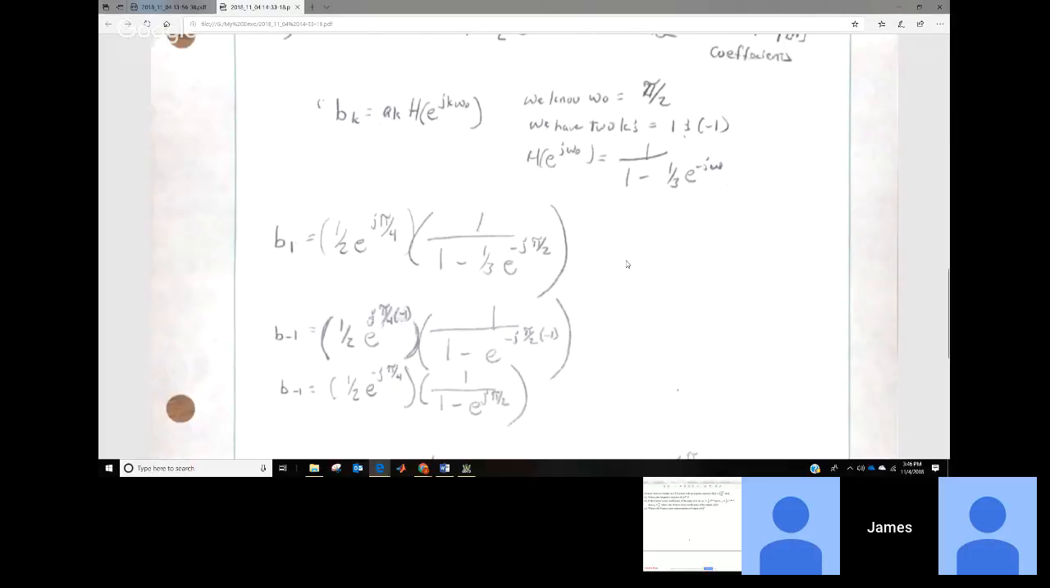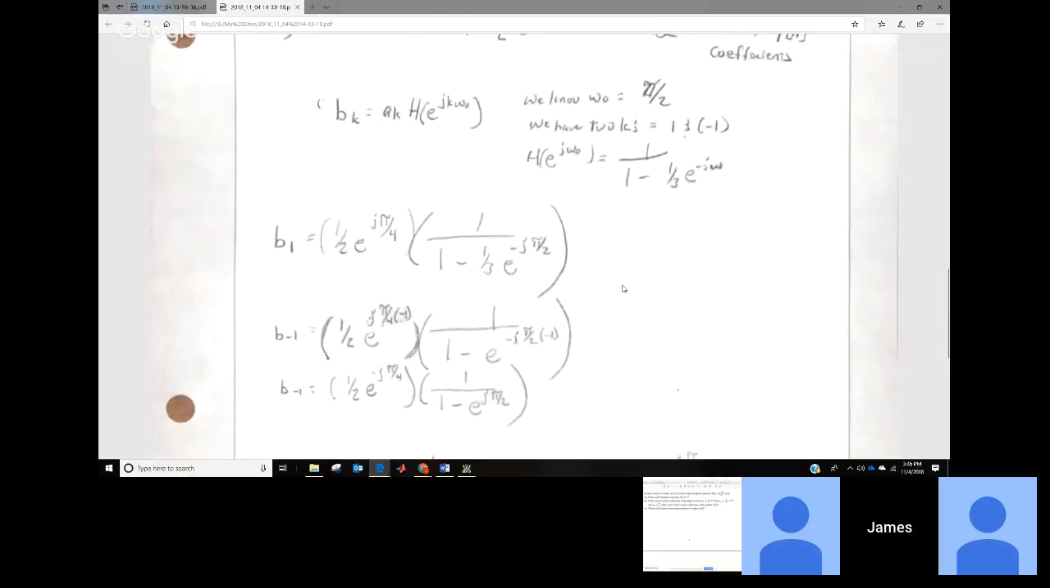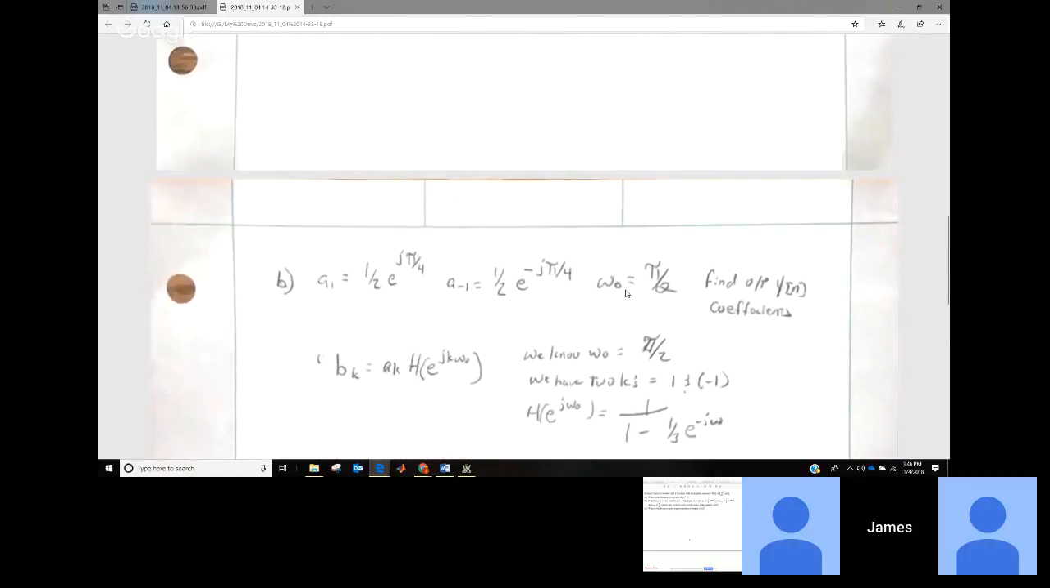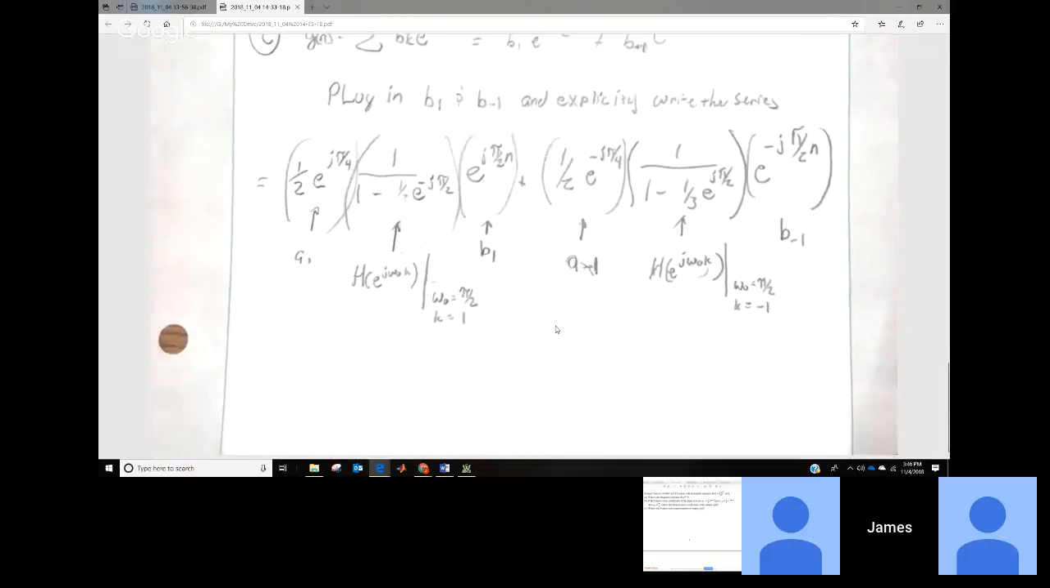So that makes me feel a little better at least. So never mind what I was saying about the coefficients and all that. This is omega naught, and these are all evaluated at omega naught. Anyway, that's pretty much it for that problem.